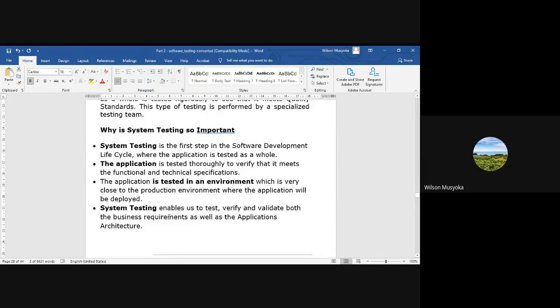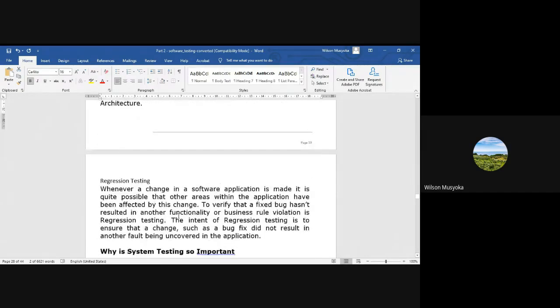And then the system will be tested in an environment whereby you can see if it is in the work environment, is it working as expected? And then the system testing will enable identifying and verifying if the business requirements have been met.